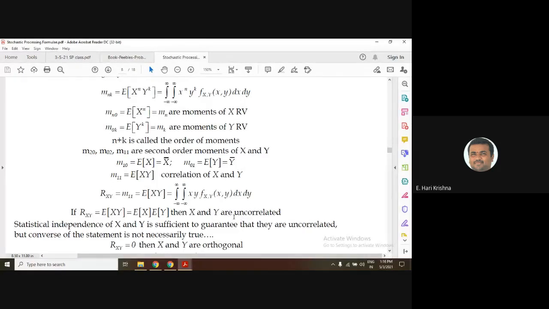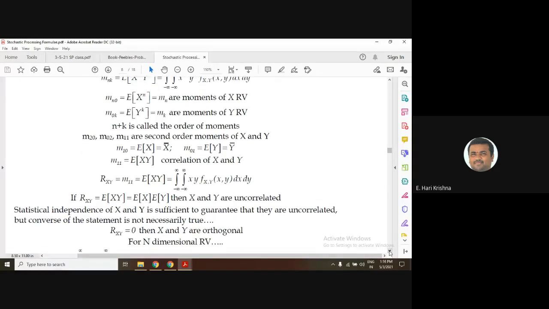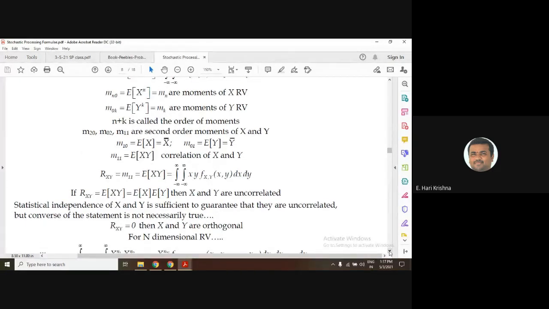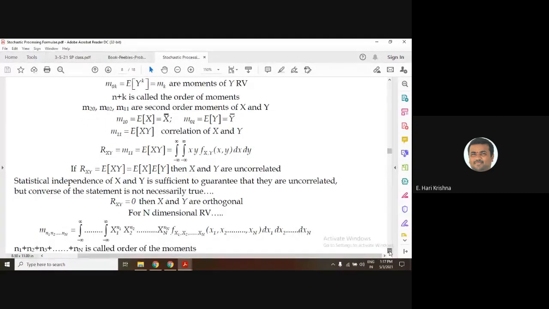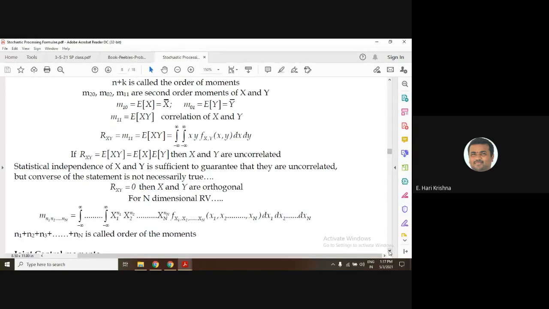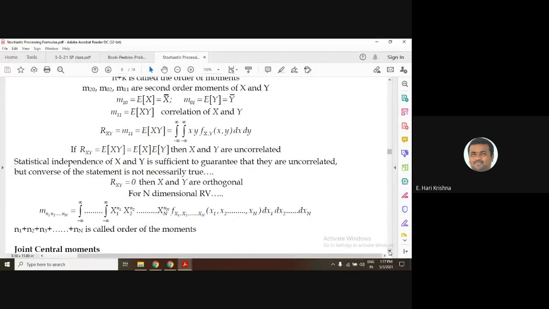This is different. Uncorrelated is different from correlation being 0. So for an n-dimensional random variable, you can extend this. Just simple explanations. M indicates the moments about the origin, with X power n1, n2, and so on. It took so much time to type these formulas, so I will provide this. N1 plus N2 plus N3 plus so on is called the order of the moments. So you can just see the things.